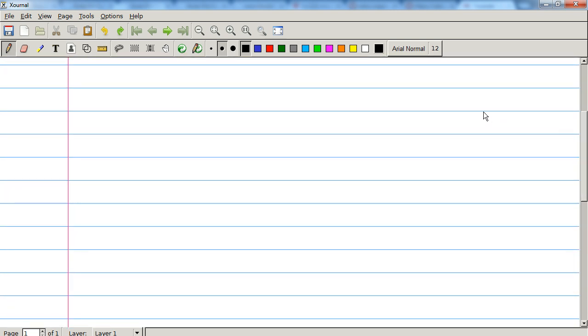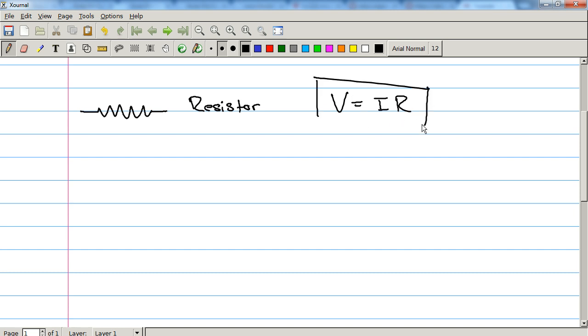So, ohmic devices. What is it? The most simple ohmic device we can talk about is a resistor. An ohmic device is something that follows Ohm's law, which is V equals IR. I'm going to put a box around this equation because this is a very important equation. It is, without a doubt, probably the most important equation we're going to be using because we're going to use it everywhere.